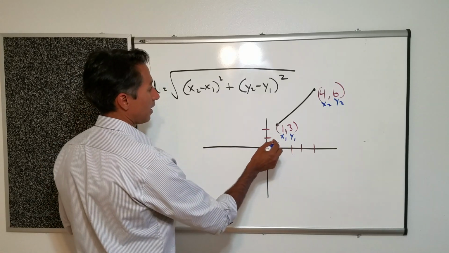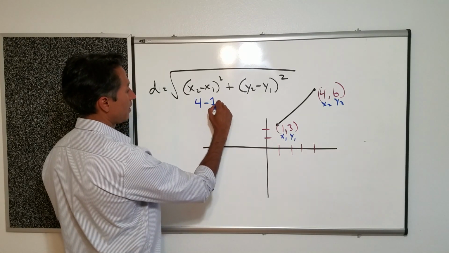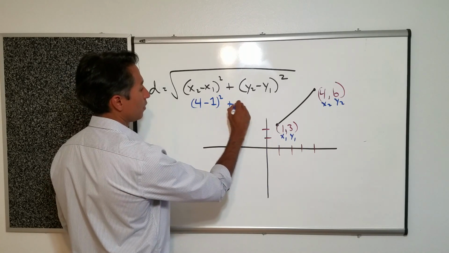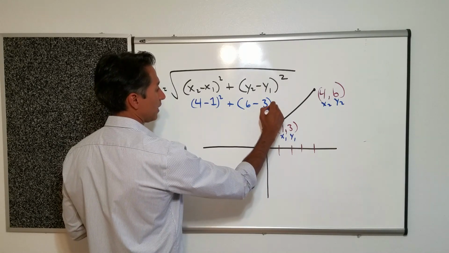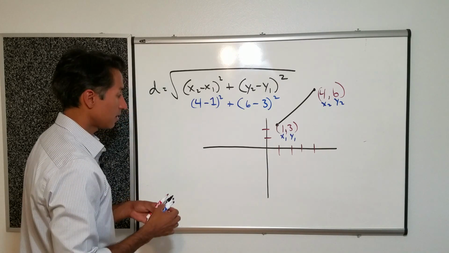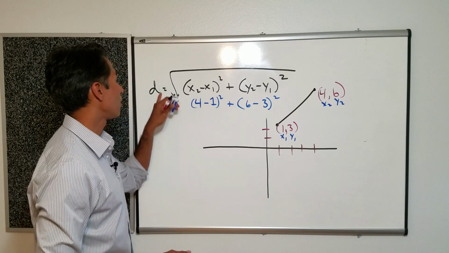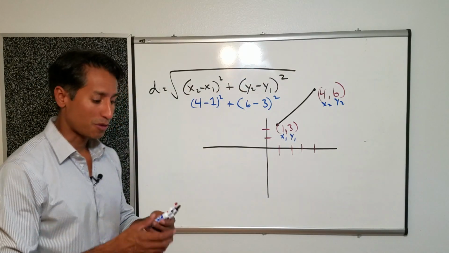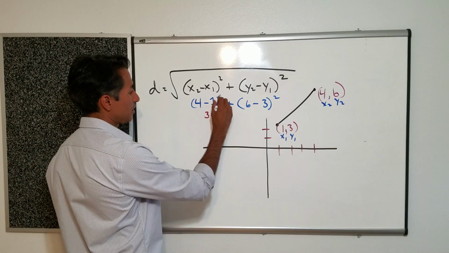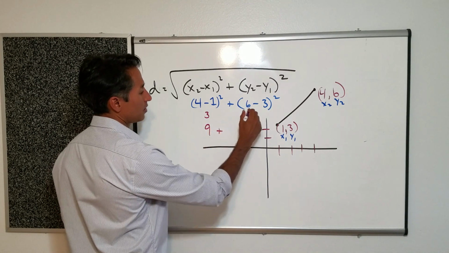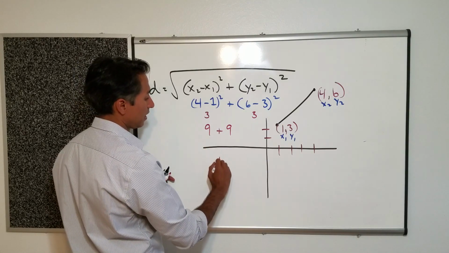Let's plug in all these values. We have x sub 2 is a 4 minus x sub 1 is a 1, and that's squared, plus y sub 2 is a 6 minus y sub 1 is a 3 squared. All right, now I have to remember to square root this whole thing at the end. So let me work through these first, and then I'll do the final step and see what we get. 4 minus 1 is 3. 3 squared is 9. 6 minus 3 is 3. 3 squared is 9. So 9 plus 9 is 18.